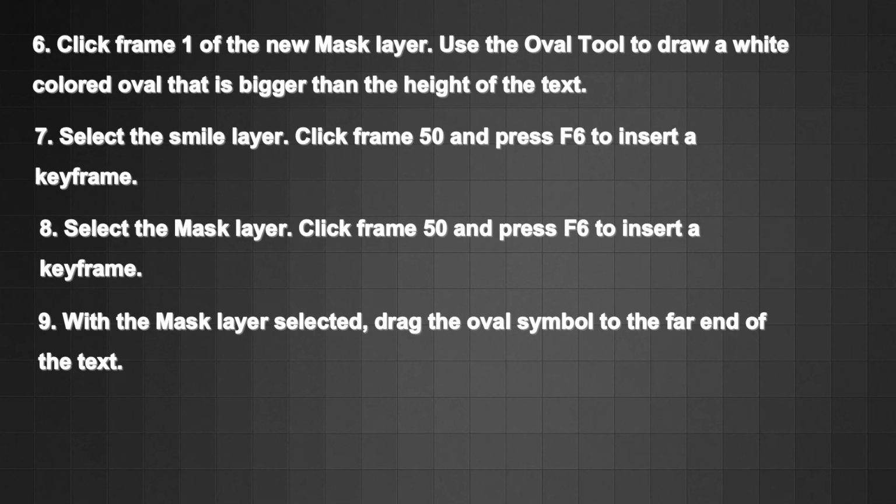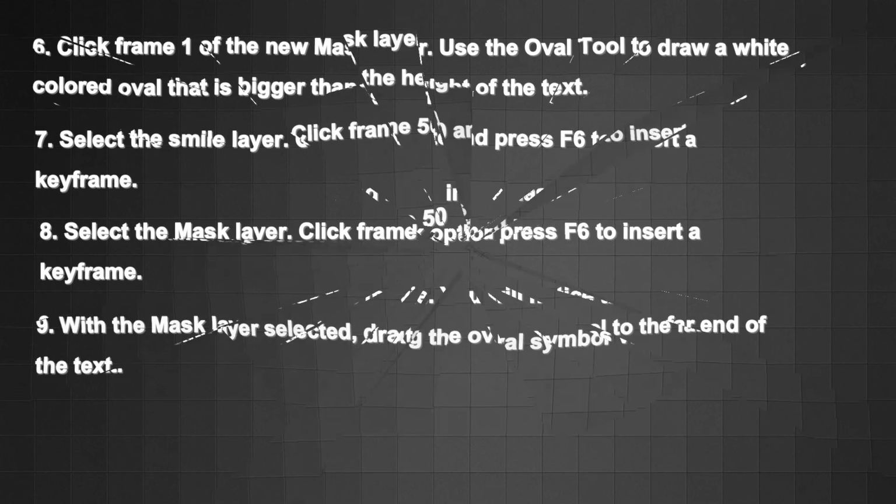Click frame 1 of the new mask layer. Use the oval tool to draw a white colored oval that is bigger than the height of the text. Select the smile layer, click on frame 50 and then press F6 to insert a keyframe. Select the mask layer, click frame 50 and press F6 to insert a keyframe. With the mask layer selected, drag the oval symbol to the far end of the text.